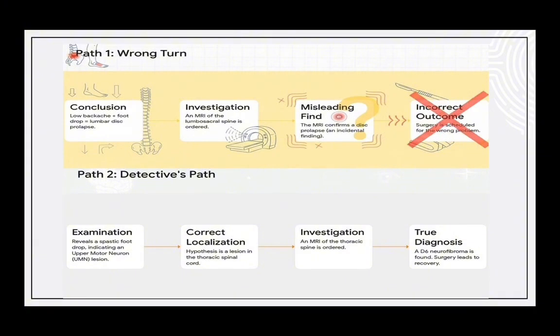In this case, we looked in the wrong place, so we found the wrong explanation, which will lead us to the wrong treatment. Meanwhile, if we think like a detective, we start with examination and correct localization, just as in the mental map. Hence, we will be ordering an MRI of the thoracic spine specifically, which will lead us to the true diagnosis and hence the true treatment. We are trying to treat the patient himself, while the first path was treating the MRI only.